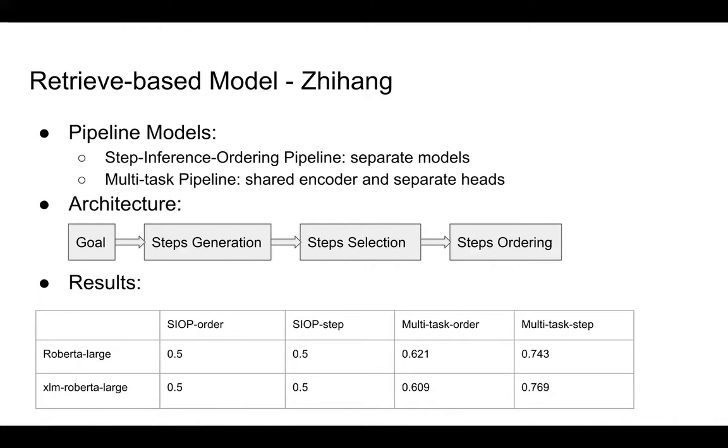So given a goal, we will use our step generation model to generate a bunch of steps, and we will use our pipeline models to select several steps from the generated steps and order them.